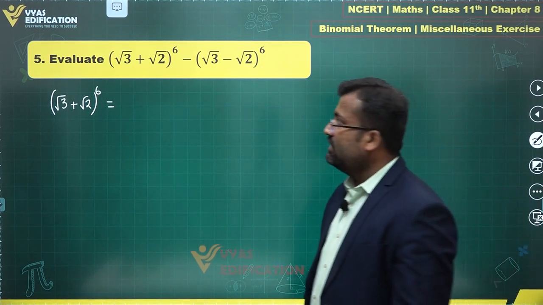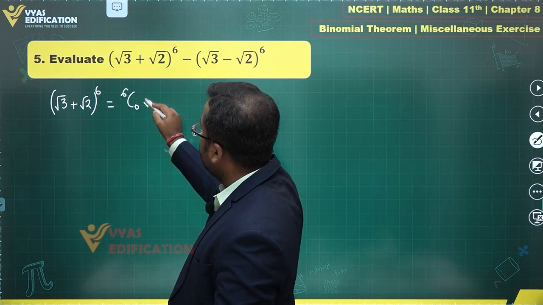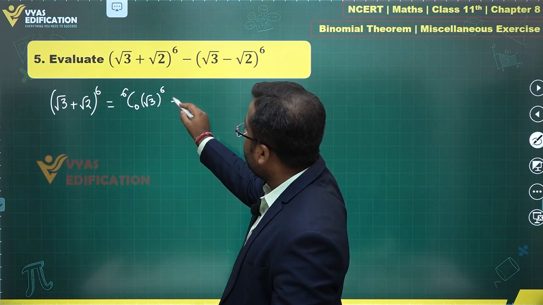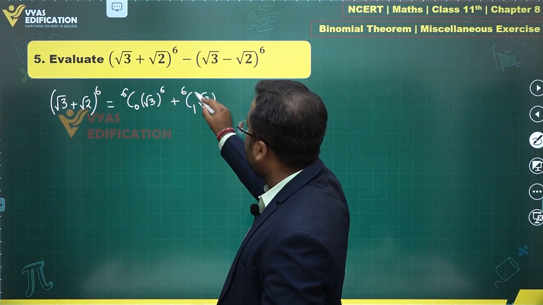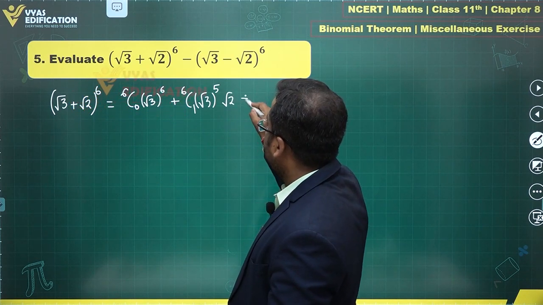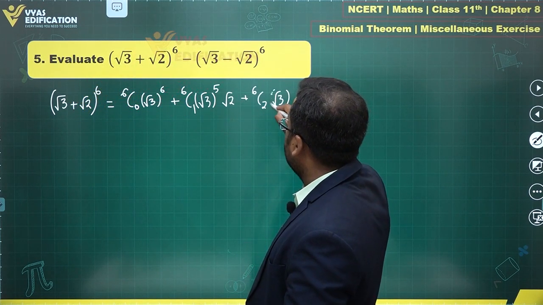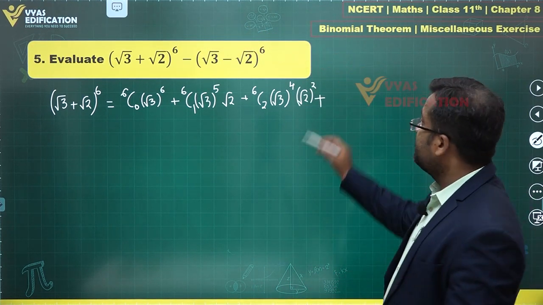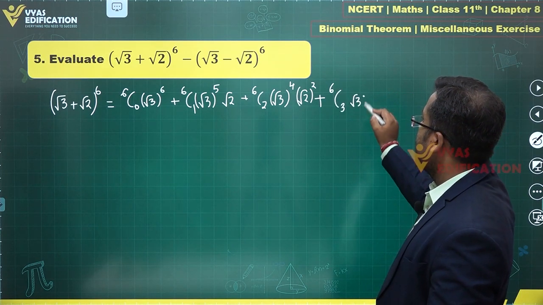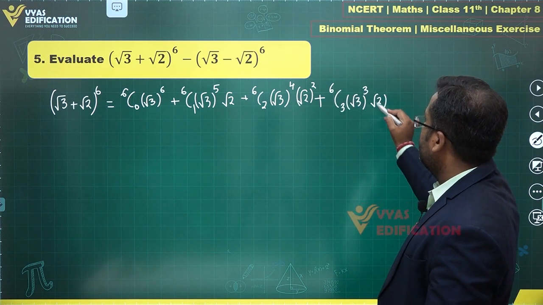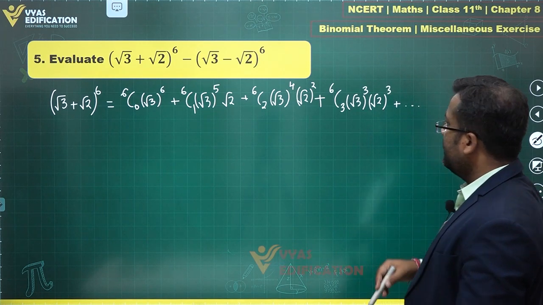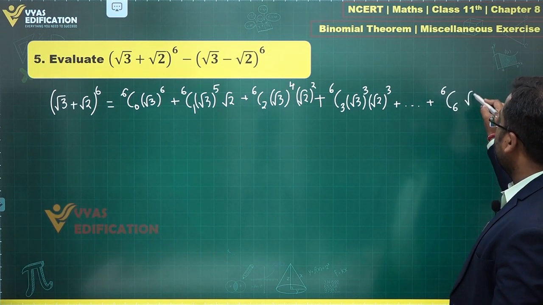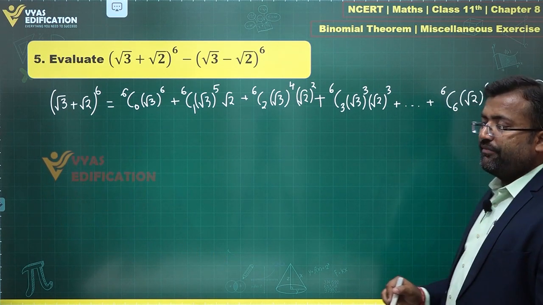There will be 7 terms in all. What are the terms? This will be 6c0 root 3 power 6, root 2 power 0, which is 1, that's not required, plus 6c1 root 3 power 5 square root of 2, plus 6c2 root 3 power 4 root 2 square, plus 6c3 root 3 power 3 root 2 power 3 plus dot dot dot. And the last term is 6c6 root 2 power 6. This is what you will get.